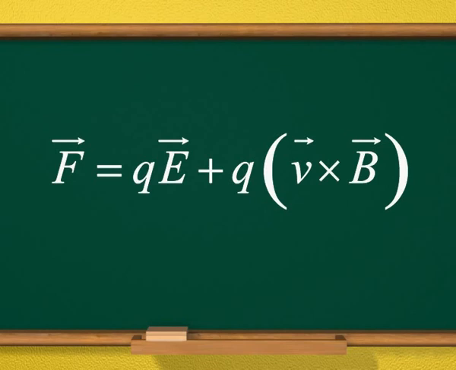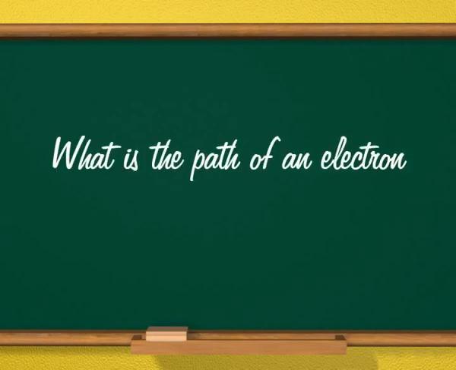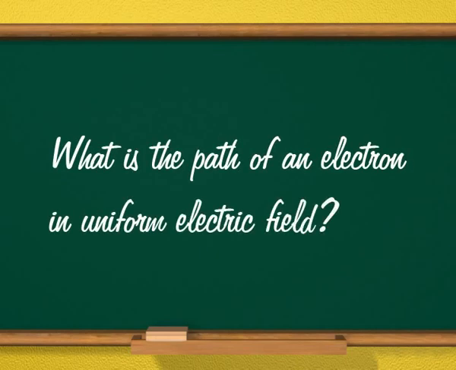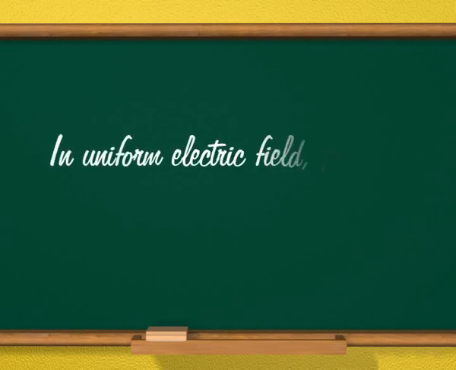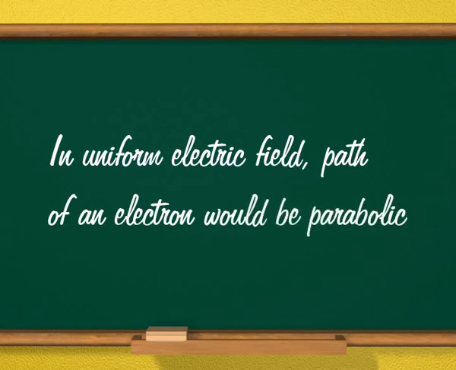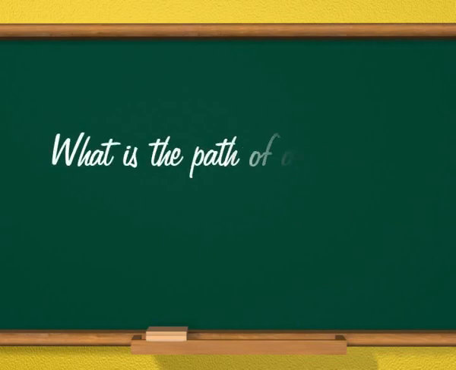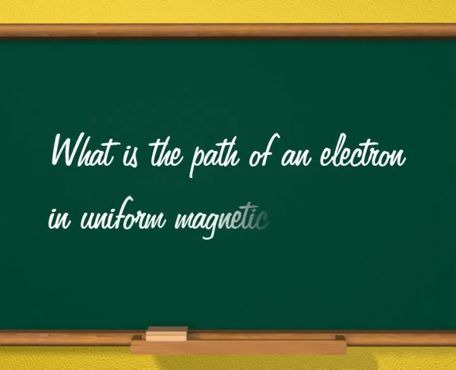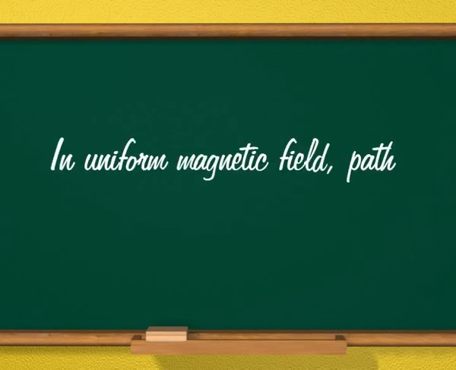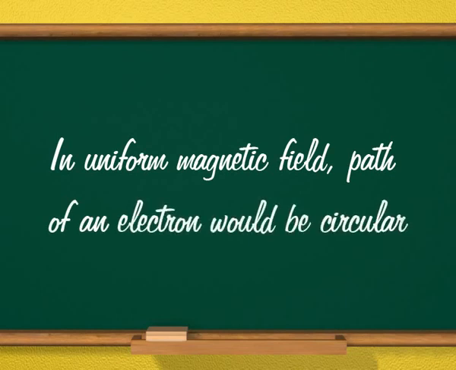Next question is, what is the path of an electron in uniform electric field? The answer is, in uniform electric field, path of an electron would be parabolic. Yet another question, what is the path of an electron in uniform magnetic field? The answer to this is, in uniform magnetic field, path of an electron would be circular.